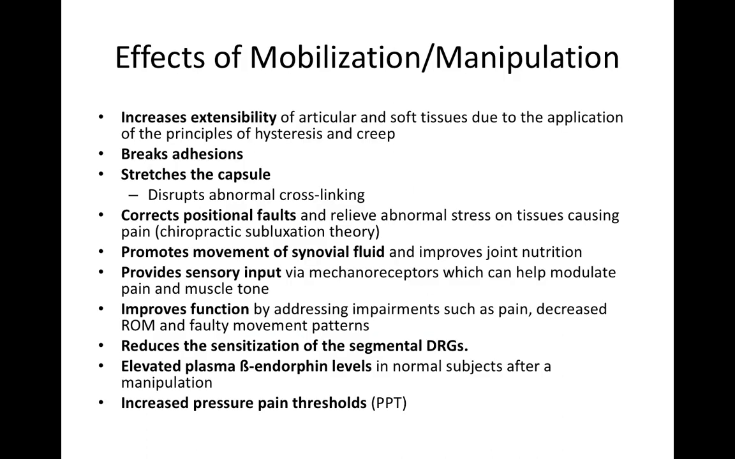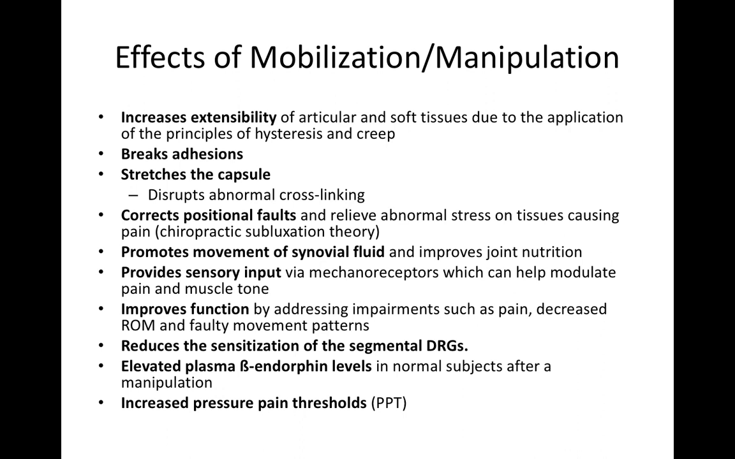So if we go back to talking about mobilization and manipulation as an intervention, what are some of the effects that we can expect? Listed here are a number of the effects that are documented in the literature. We can expect increased extensibility of both articular and soft tissue. Sometimes we can expect breaking of adhesions, which might actually be the therapeutic goal, stretching the capsule, correcting positional faults, although sometimes this terminology is a little bit more specific to the chiropractic and osteopathic schools. We can promote movement of synovial fluid just by the fact that we're in the joint creating movement.